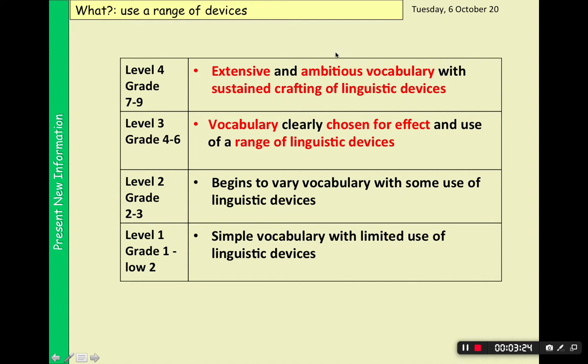And for the higher grades, grade 7 plus, they want a really extensive and ambitious use of vocabulary, so don't just choose the most obvious words, really try to carefully think about each word you choose. And then sustained crafting of linguistic devices, so lots of devices will be used, and they will be crafted, and the sentences will be manipulated to create a really powerful atmosphere and show some deeper meaning for the reader. And the word sustained means those devices aren't just used well in one paragraph, they're used well in every paragraph.